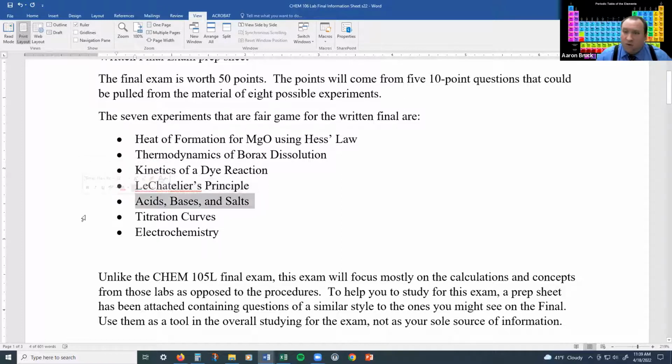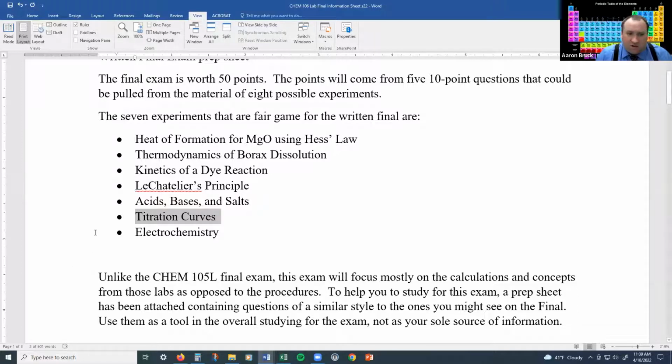Acid base. Can you do Ka and Kb calculations? Can you correctly identify whether a salt is going to be acidic, basic, or neutral? Titration curves. Do you understand how to interpret a titration curve? Can you do the calculations in the buffer region? Can you do buffer calculations? Can you determine what the pH at the equivalence point should be?